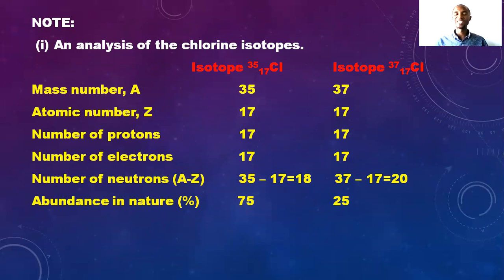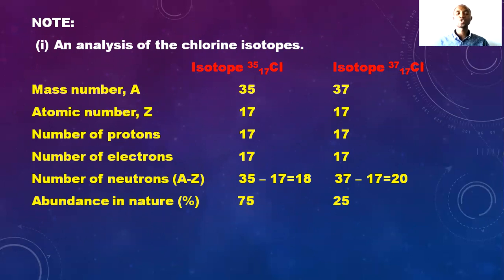Now the number of protons is the same as the atomic number, and also the same as the number of electrons. But the issue is the number of neutrons. How can we determine that? Mass number minus atomic number, or proton number, gives you the neutron number. When you do that, chlorine 35 has 18 neutrons, but chlorine 37 has 20 neutrons.